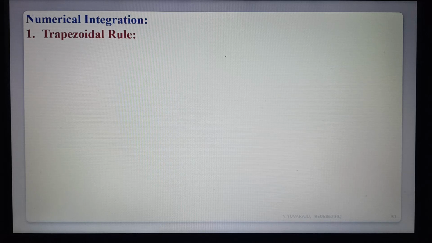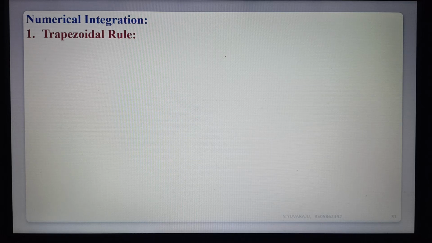Hi students, today we are learning the topic numerical integration. So what is numerical integration here? We have two types of integration, general integration and numerical integration. Numerical integration is for finding the approximate value of a given definite integral. For this, we have three formulas for finding the numerical integration.